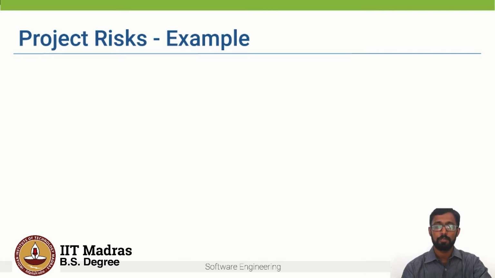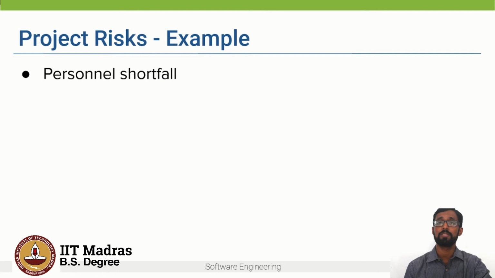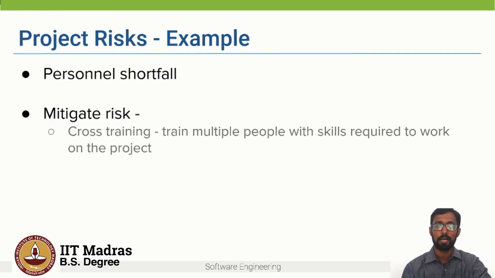Another type of project risk is personnel shortfall, right? People might leave the project or organization in between. And how can we mitigate this risk? This risk can be mitigated by cross training, right? We train multiple people with skills which are required to work on the project.